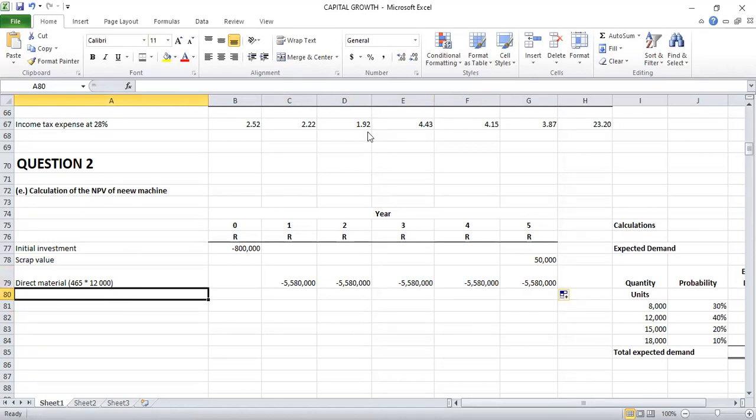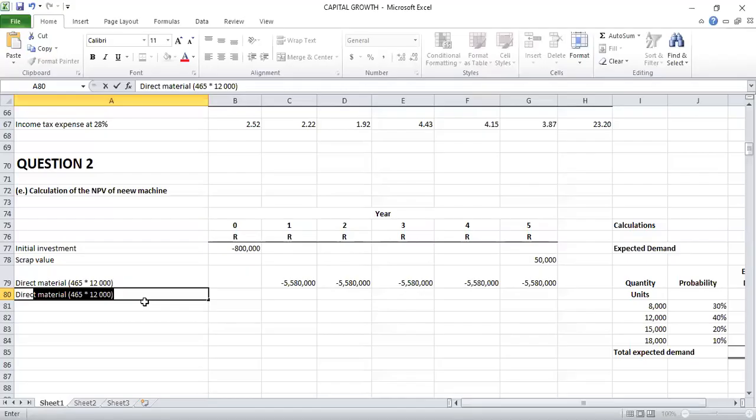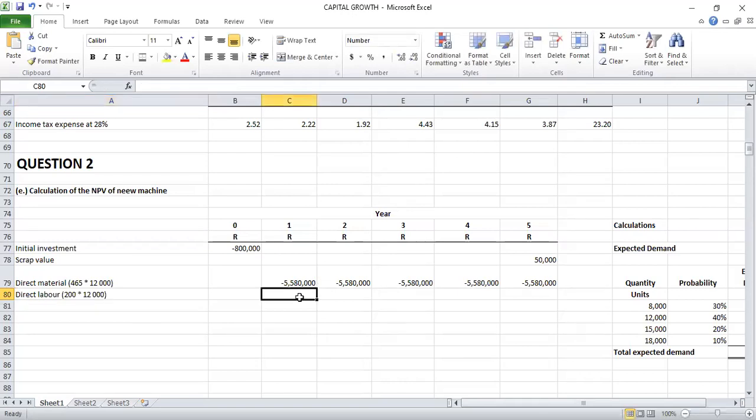Right, then we have got the direct labor, which is 200. So direct labor will be 200 multiplied by 12,000. What do you get? 2.4 million.